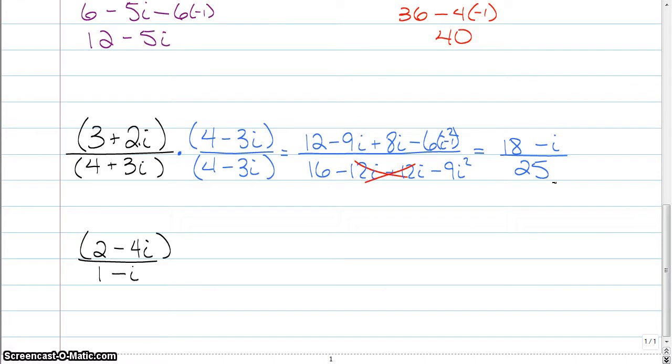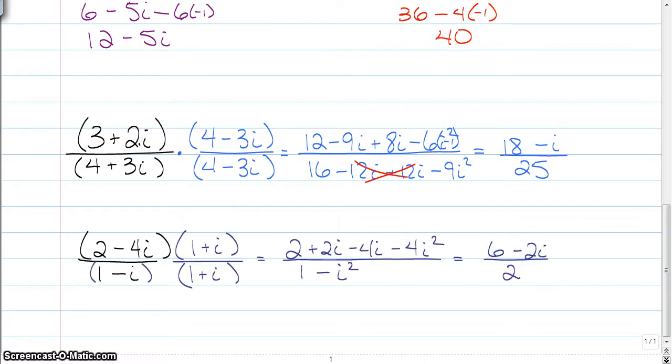So guess what? You guessed it. You get to do the last one on your own. Go for it. So if you got 6 minus 2i over 2, you are kind of correct. Now I wanted to stop here for the moment just so I can continue it with you.